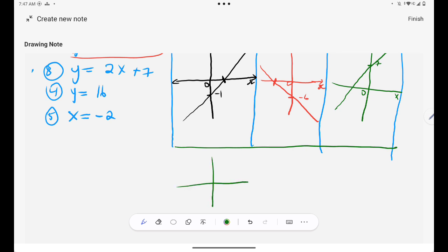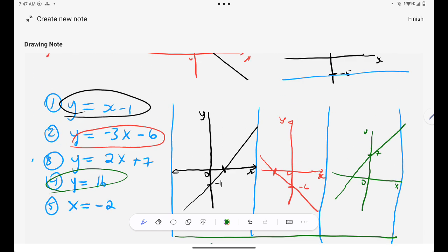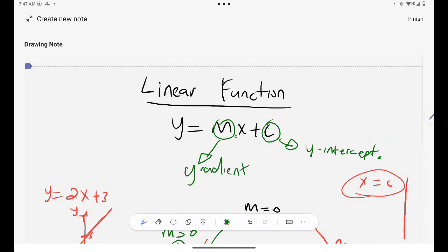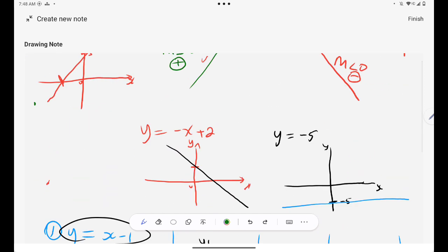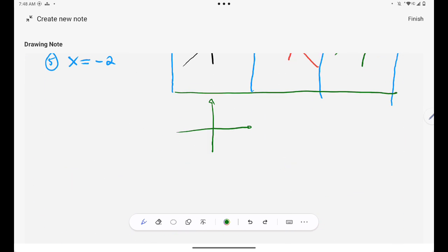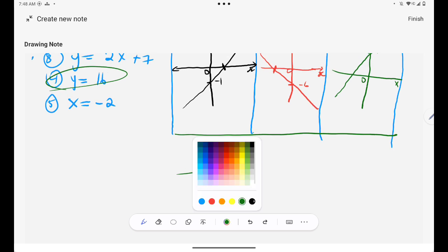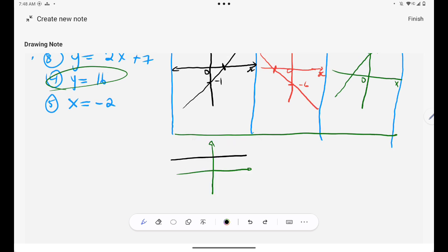y is 0, x-axis. For this one, if my graph does not have this part, the mx part, are you together? It simply means the gradient of that graph is 0. So I will have, let me draw it in black, I will have it like this, and it will pass here when y is equal to 16. It's a flat line. Are you together?